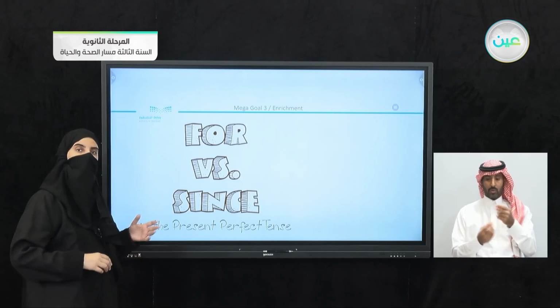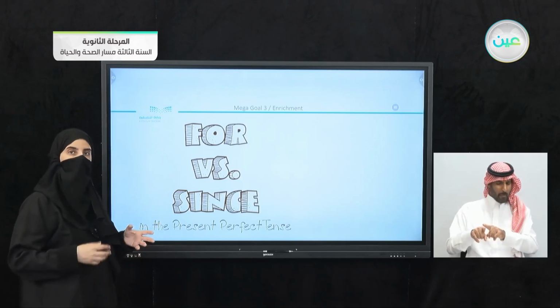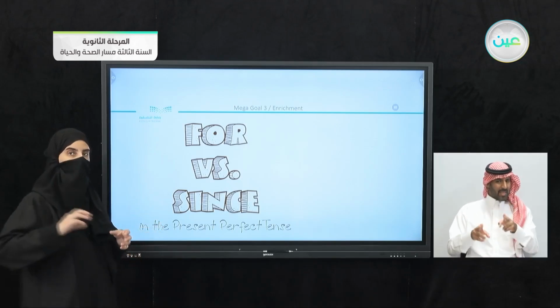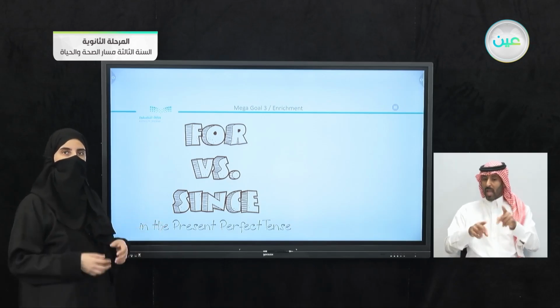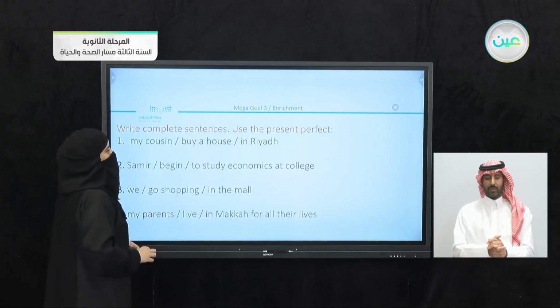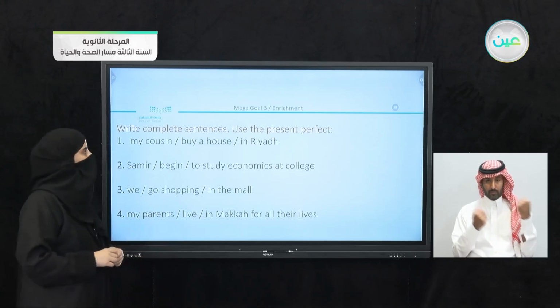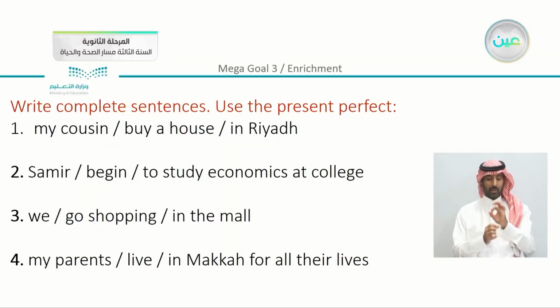We also used for and since. Now just to remember that for is with a counted or a number of time, and since is a period mentioned. Now let's start this exercise. We have here, write complete sentences using the present perfect.